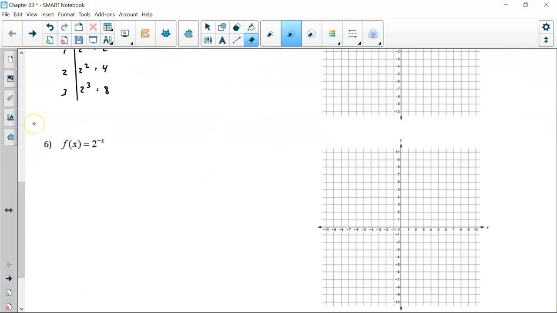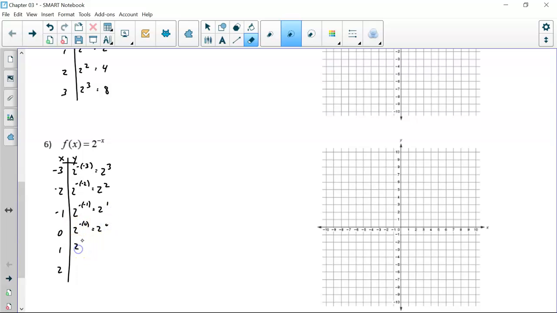For number 6, 2 to the negative x. Now I'm going to start at negative 3, negative 2, negative 1, 0, 1, 2. So what we have here is 2 to the opposite of negative 3, and that's actually just 2 to the third. So 2 to the opposite of negative 2 is 2 squared. 2 to the opposite of negative 1 is 2 to the first. 2 to the opposite of 0 is 2 to the 0. 2 to the negative first and 2 to the negative second.